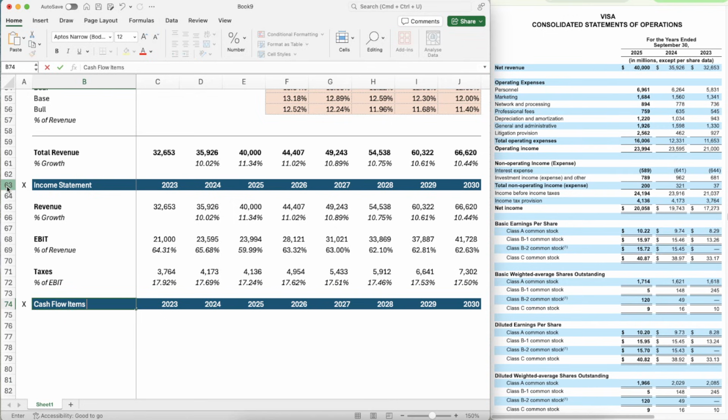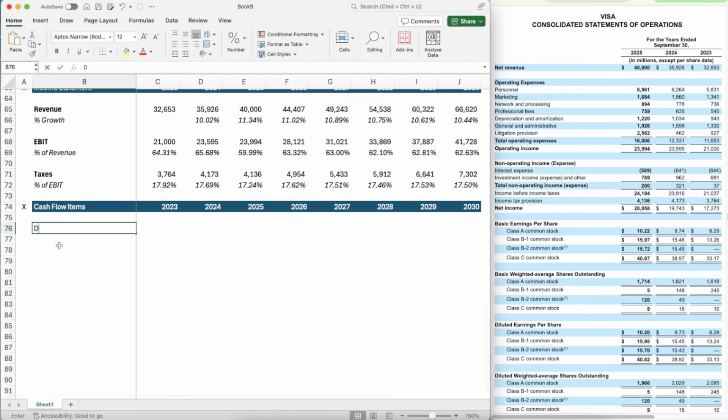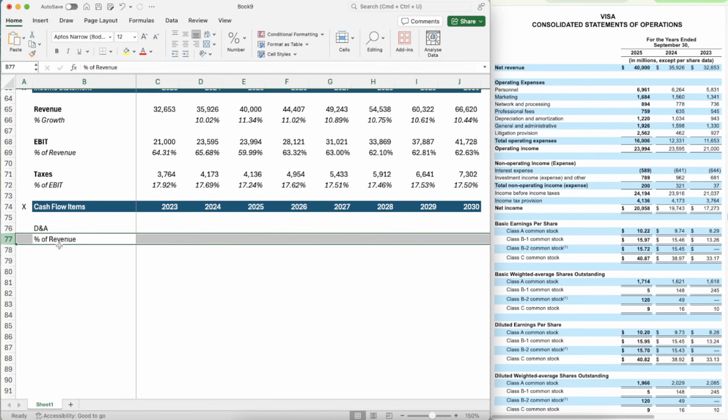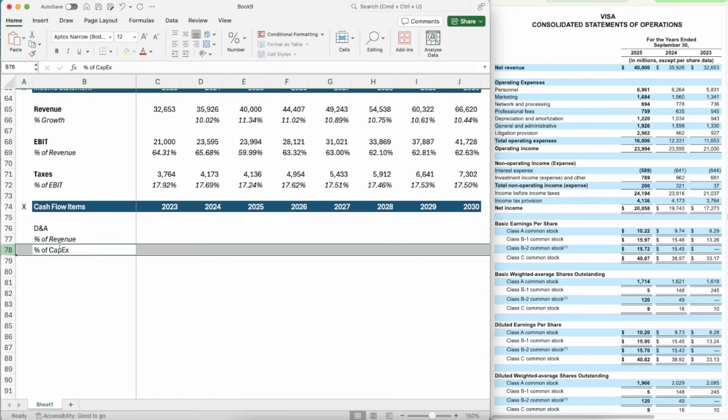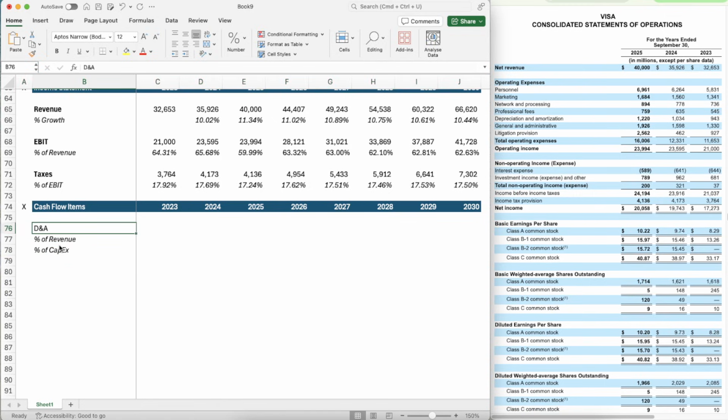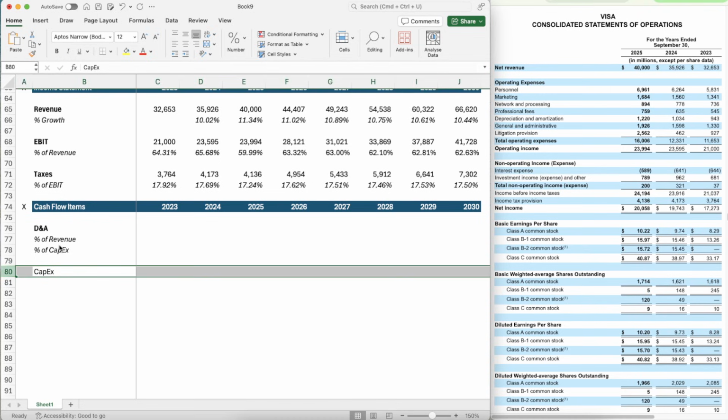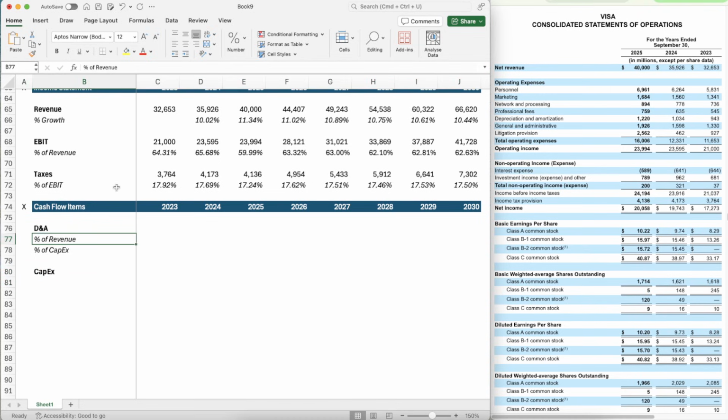We move on to the cash flow items, and these are depreciation and amortization. You want to know what that would be as a percentage of revenue. We can also look at what it is as a percentage of capex too. The last one is change in net working capital. I'll show you how to do that when we get on.